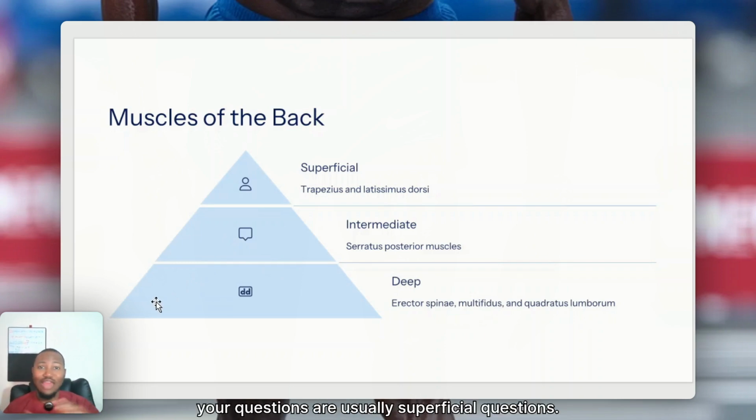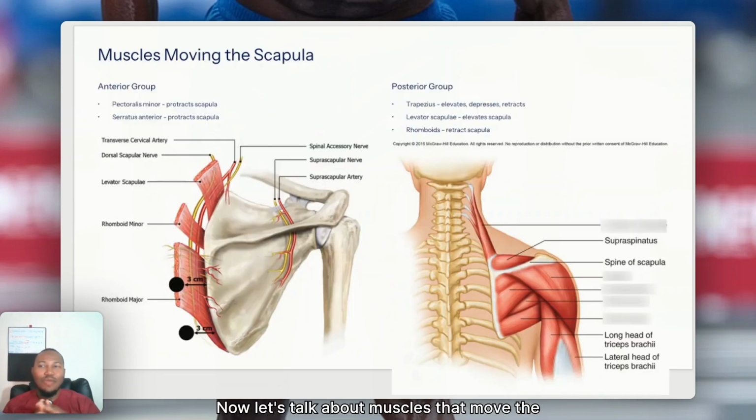Mind you, your questions are usually superficial questions. Nobody's going to go deep because you are not doing a master's in anatomy. All right? So I want you to marry this review with your lecture slides. It doesn't substitute for it. It's just a review guide. All right? Now let's talk about muscles that move the scapula. Very important for you to know.